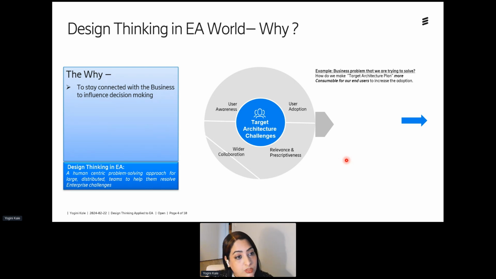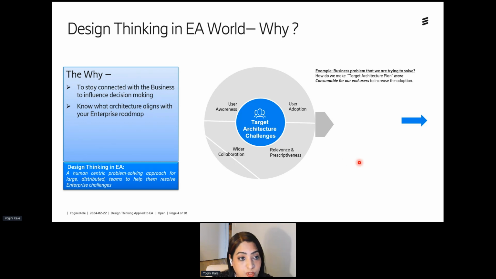It is very important to be connected with your business stakeholders to make sure that you are influencing the decision making within the organization. And design thinking helps you connect with your business stakeholders, with your customers, or whoever is your target audience to influence the actual business decision making within the organization.